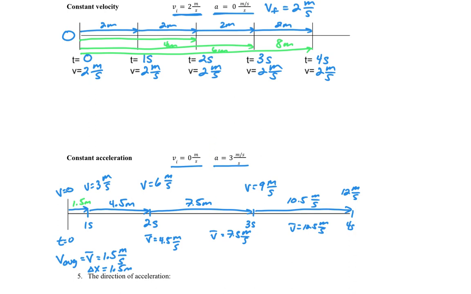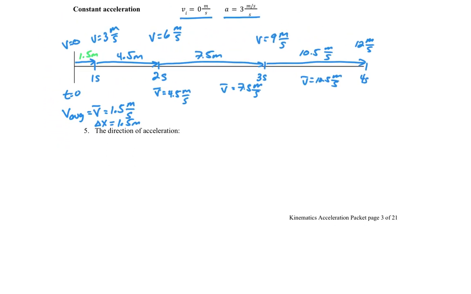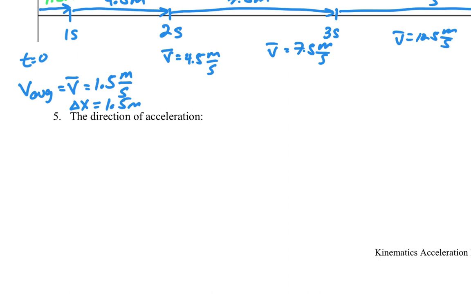Let's talk about one more thing before we end our notes here. Okay, let's talk about the direction of acceleration. So much like velocity, acceleration can be positive or negative. Okay? So all that means, and a lot of people make a little bit of a mistake here. They say, well, if it's positive, the object must be getting faster. If the acceleration is negative, it must be getting slower. And that's not true. And we're going to talk about this quite a bit.